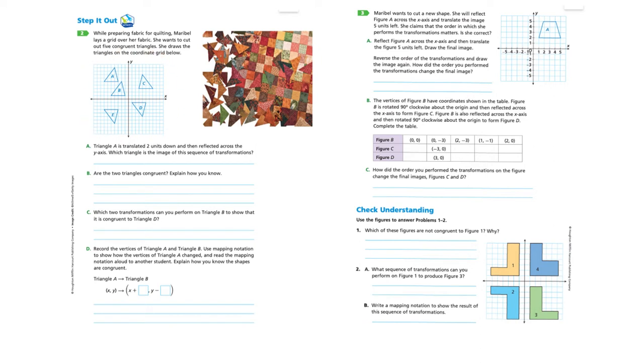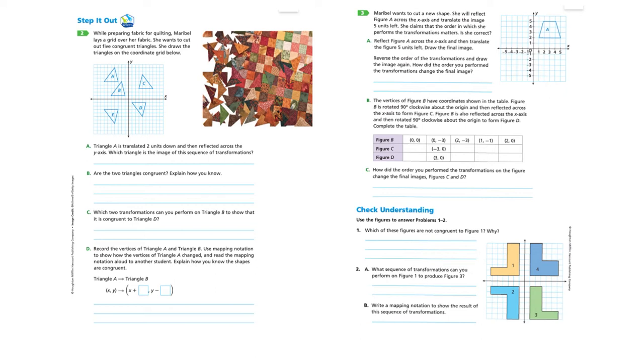A says that triangle A is translated 2 units down. So she's going to go down and then reflect it across the y-axis. So she's going to reflect A, once she moves it down, over the y-axis. Which triangle is the image of this sequence of transformations? So that's A. B says, are the 2 triangles congruent? And explain how you know.